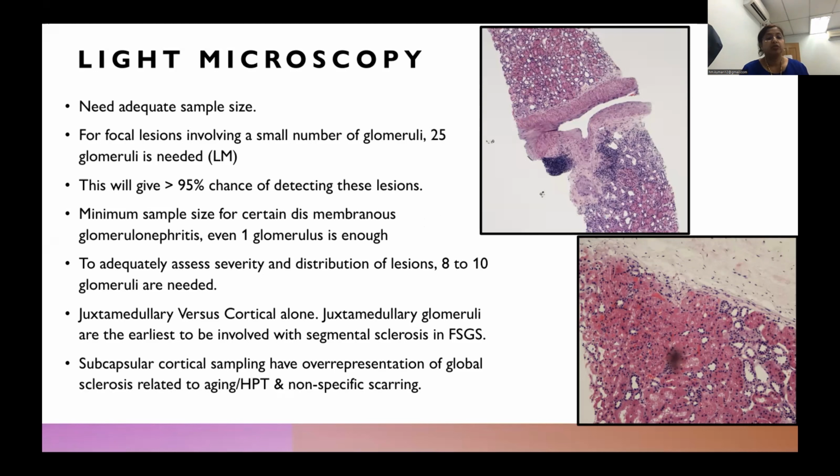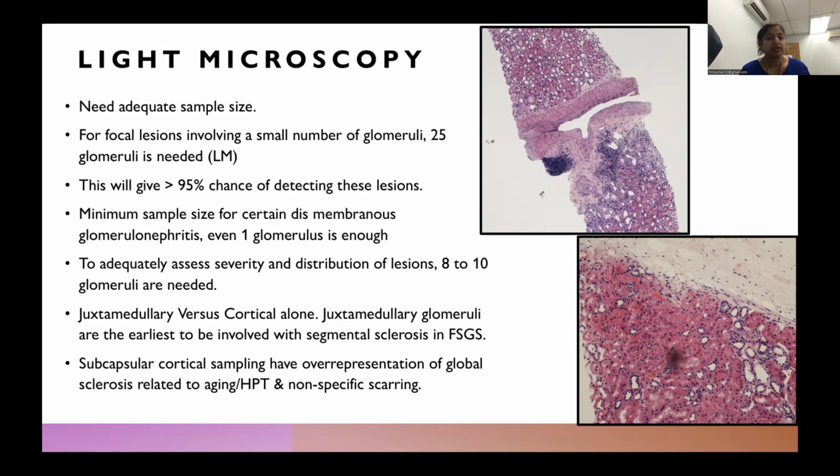Okay, so for adequate sampling, if you are not looking for very, very focal lesions, for adequate assessment of severity and distribution of lesions, I would prefer to see at least 10 glomeruli. 8 is the minimum for IgA conditions. So at least 10 glomeruli, I think that's good. If you have 2 cores, that's even excellent. Okay, and preferably if you're looking for FSGS lesions, you want to have the area of the juxtamedullary versus cortical region. You need to have that junction between the cortex and the medulla, because usually FSGS, early FSGS, starts off there.